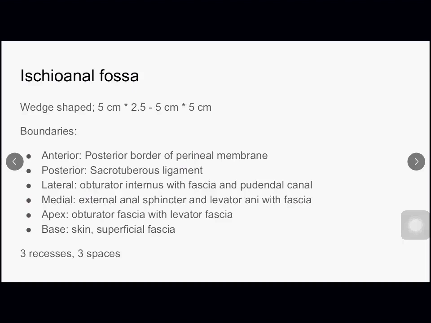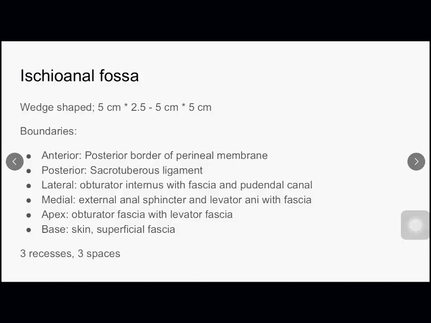Then coming to the dimensions of the ischioanal fossa, you can easily remember it as 5 cross 5 cross 5 centimeter. In some books they tell that the width is 2.5 centimeter, in some books 5 centimeter. So 5 centimeter anteroposteriorly, 2.5 to 5 centimeter in width, and 5 centimeter vertically, or the depth is 5 centimeter. So these are the dimensions.